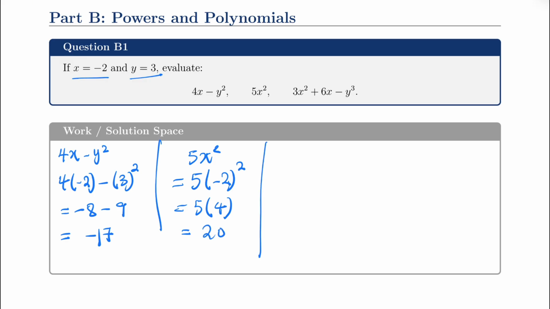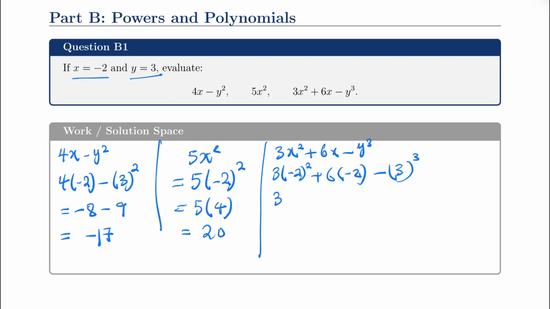Now look at this expression. The expression is 3x squared plus 6x minus y to the power 3. Let us go ahead and substitute. Where there is x, I put -2. This is squared plus 6, -2 minus 3, everybody cubed.